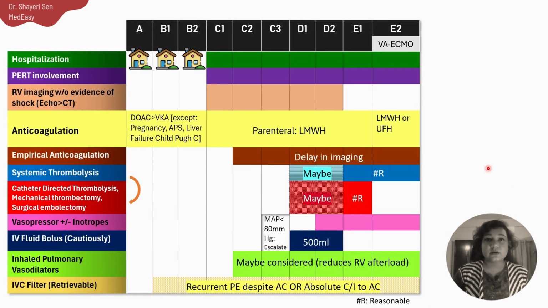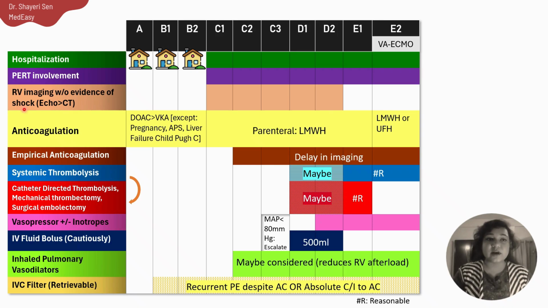So let's come to the rest of the immediate management for our acute pulmonary embolism patients. Now, for categories A, B1 and B2, we are going to send them home. We are not going to hospitalize them, and we are going to manage them on an OPD basis, right? From C1 onwards, we have to hospitalize our patients, and we are going to involve PERT. What's PERT? PERT stands for Pulmonary Embolism Response Team, and this team could involve people from different specialties like cardiology, pulmonology, cardiothoracic surgery, nursing staff, and so on.